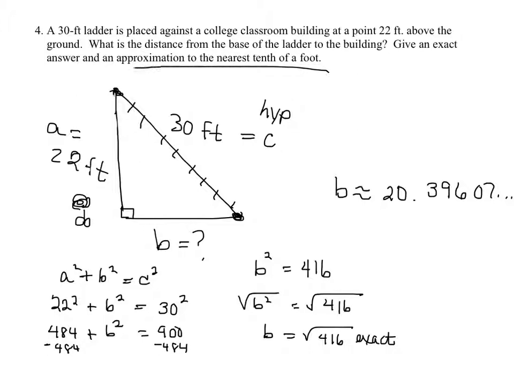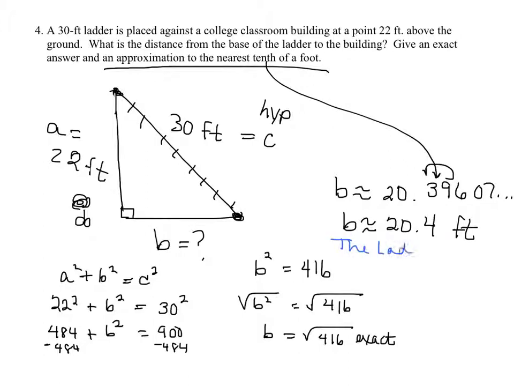The approximation is to the nearest tenth. So for the tenth, that's the 3. So the 9 makes the 3 go to a 4. So B is approximately equal to 20.4 feet. So if we want to write a sentence, we say the ladder is 20.4 feet from the base of the building.